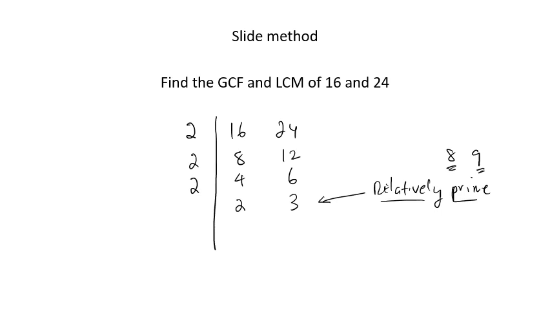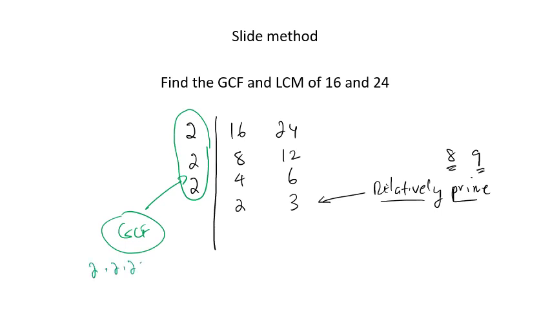Anyway, once we get down to this case where there's nothing else they have in common, we're going to stop. And now your answer is right here. The numbers along this side are your GCF. This is your greatest common factor. So 2 times 2 times 2 is 8, and that's our greatest common factor.